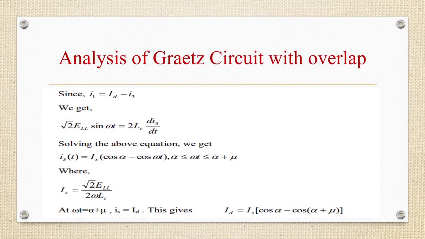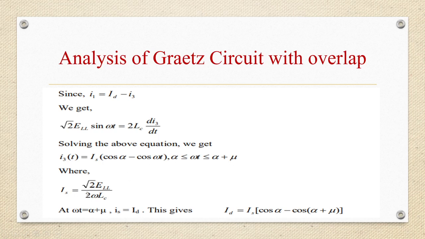So I1 is equal to ID minus I3. So we get root 2 E_LL sin omega t is 2 LC di3 by dt. Solving the above equation, we will get the value of I3 of t as Is into cos alpha minus cos omega t, where omega t is lying between alpha and alpha plus mu.